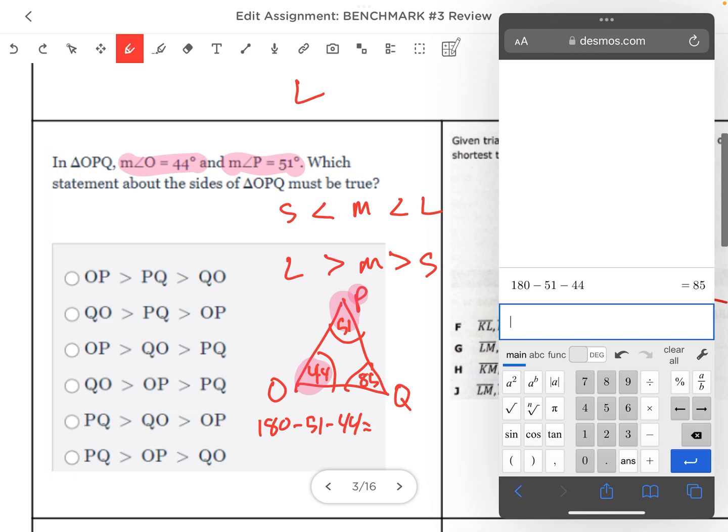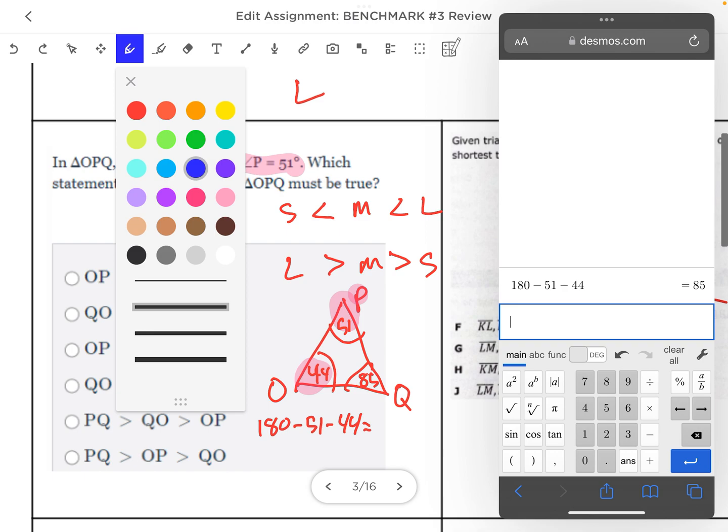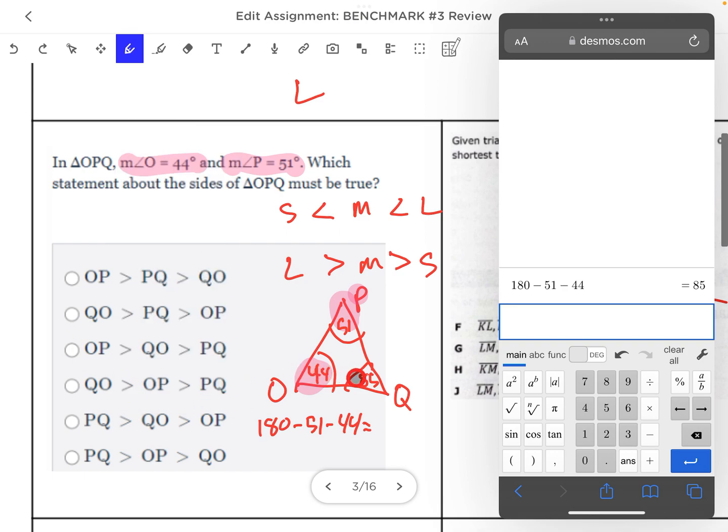Okay, so now we can label those sides small, medium, and large. I'm just going to change it to a different color so we see that. All right, so this is the largest one, right? So let me just put L right over here. This is the shortest, right? So I'm going to say that's the shortest side, because we look right there. And then this one has to be the medium.